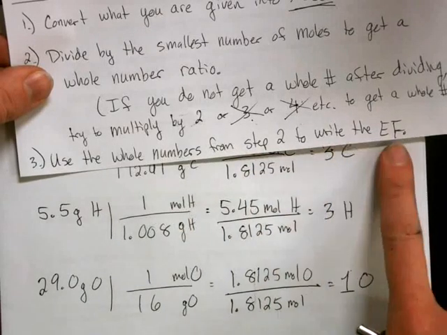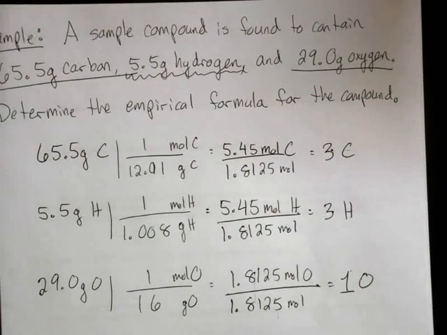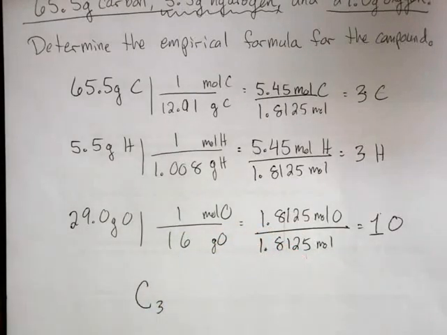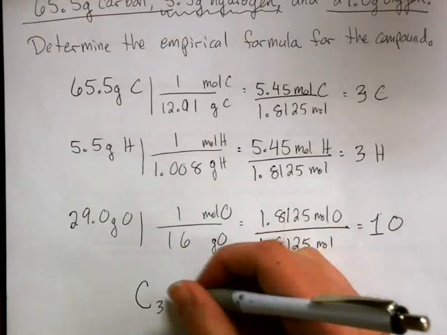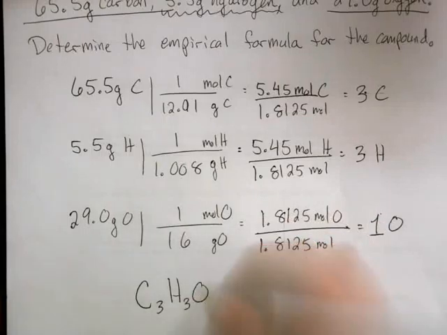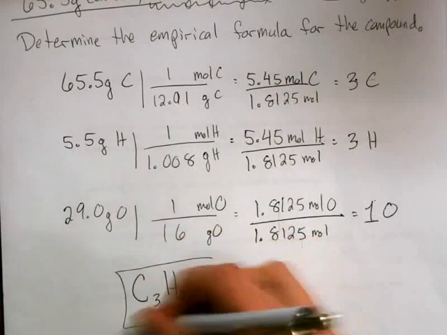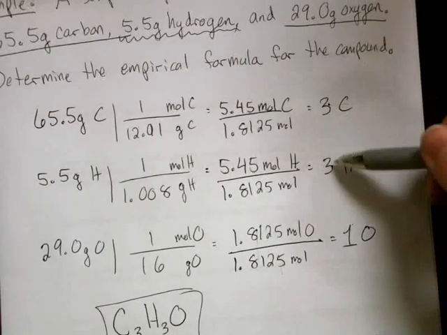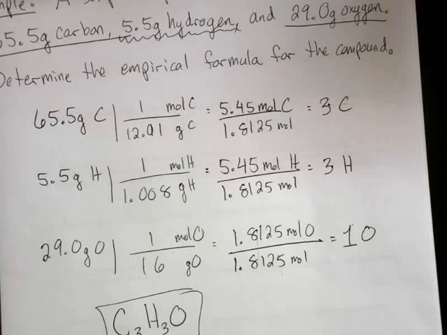Good. My third step is I use the whole numbers from step 2 and I write my empirical formula. So I have 3 carbons, so I'm going to write C3. I have 3 hydrogens, so I'm going to write H3. And I have 1 oxygen, so I'm going to write an oxygen. This is your empirical formula. It's a formula. You have to give me all of the letters and how many we have for those letters. If you just gave me 3, 3, 1, that's not the correct answer. I need it written as a formula.